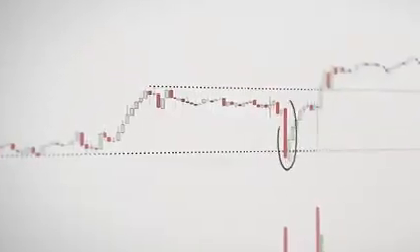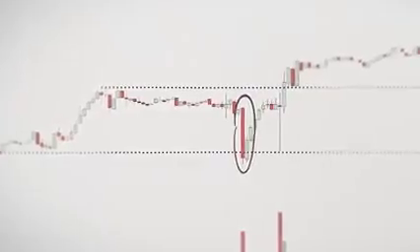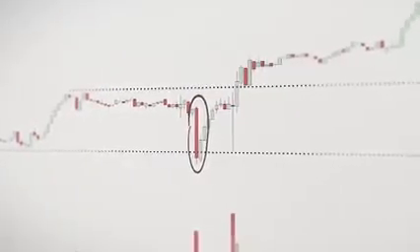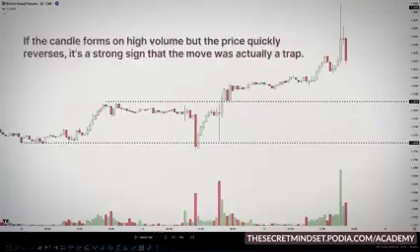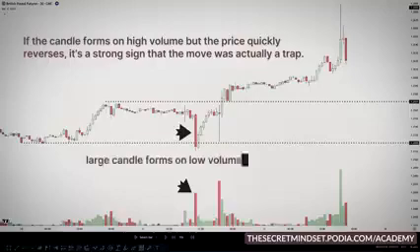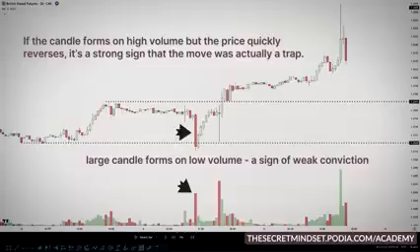I've personally done it dozens of times, rushing into the market, thinking a large candle signals the start of a new trend. To avoid getting trapped, volume is my go-to indicator when I'm facing a large candle. If the candle forms on high volume, but the price quickly reverses, it's a strong sign that the move was actually a trap. Big players were likely using the volume spike to create liquidity for their own trades. On the other hand, if a large candle forms on low volume, it might be a sign of weak conviction, and the breakout might not be sustainable.